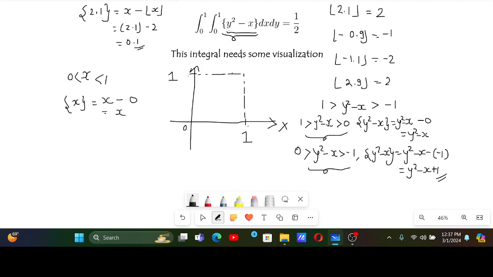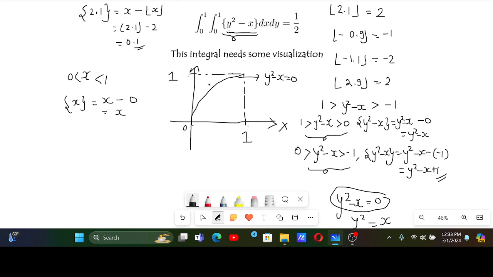So basically now if I plot the graph y square minus x equals 0, that will help us. This means y square equals x, and we know the graph of x equals y square is something like this. We need to also go like this, but that's not needed right now. Okay, so this is our y square minus x equals 0 graph.